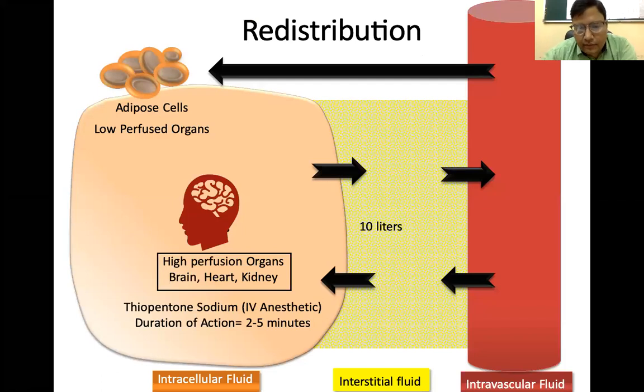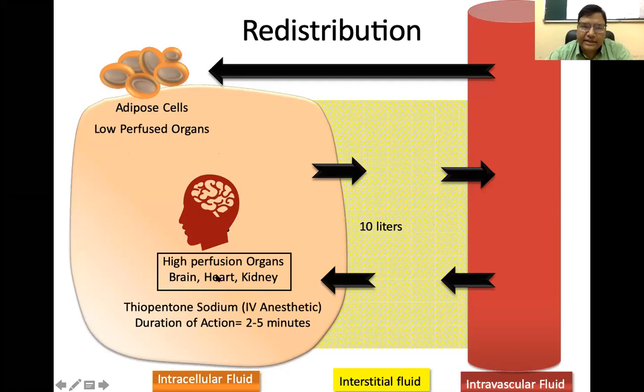Next, one of the important concepts is redistribution. What happens when we take a drug, it reaches the systemic circulation, then the drug reaches the heart, and the heart pumps out the blood. Firstly, the highly perfused organs such as the brain, heart, or the kidney will receive the blood. So in highly perfused organs, the plasma concentration of these drugs is going to rise much faster as compared to the less perfused organs.